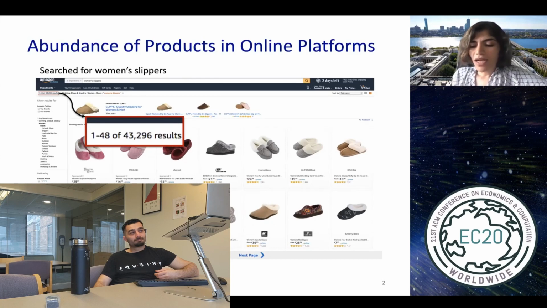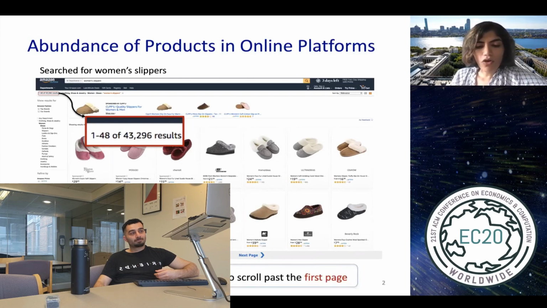So apparently, I'm not the only consumer that is very selective and looks at a few set of products to make a purchase. According to Millward Brown, which is one of the largest market research companies, 70% of Amazon users do not even bother going to the second page of search results, let alone going to page 400. So this highlights two important issues.